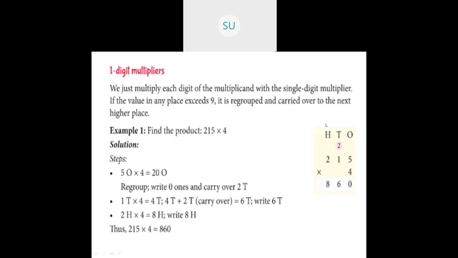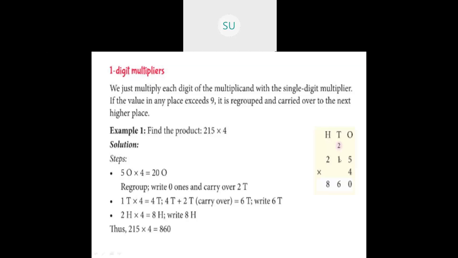We saw one digit multipliers. We multiply each digit of the multiplicand with the single digit multiplier. If the value in any place exceeds 9, it is regrouped and carried over to the next place. Here we saw an example of 215 into 4. Here 215 is the multiplicand and 4 is the multiplier. We write 215 and 4 like this, then we multiply 4 5s are. 4 5s are 20, so you write 0 here and carry over 2 to the next place.